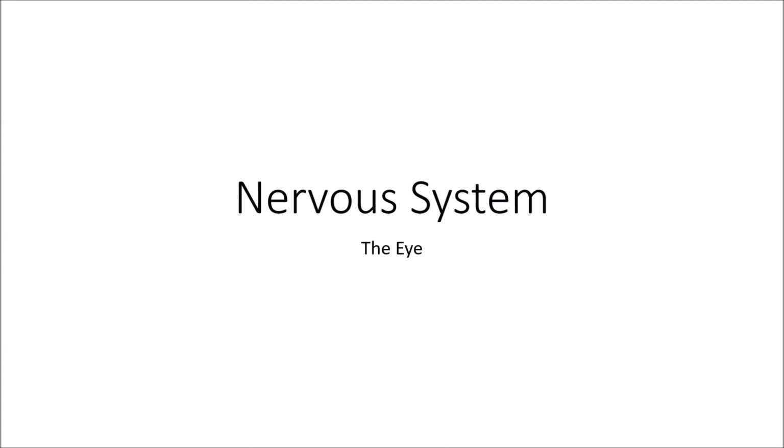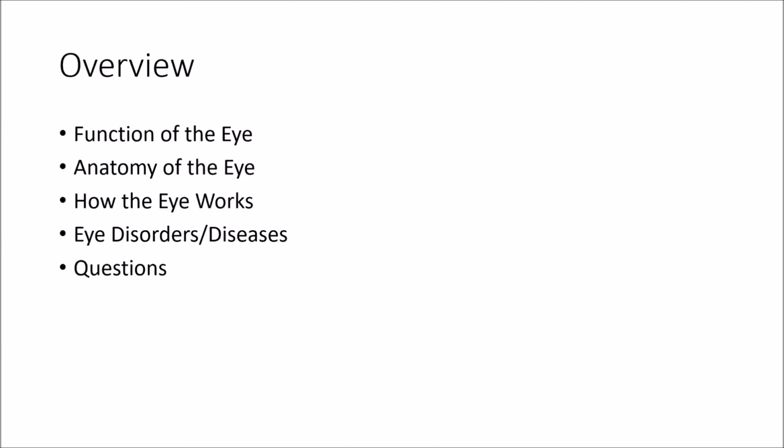Okay, so as you all know, the eye is a sense organ, and the function of the eye is just to see. It's going to help the body to see light. Okay, so this is what's going to help us to see the world around us.